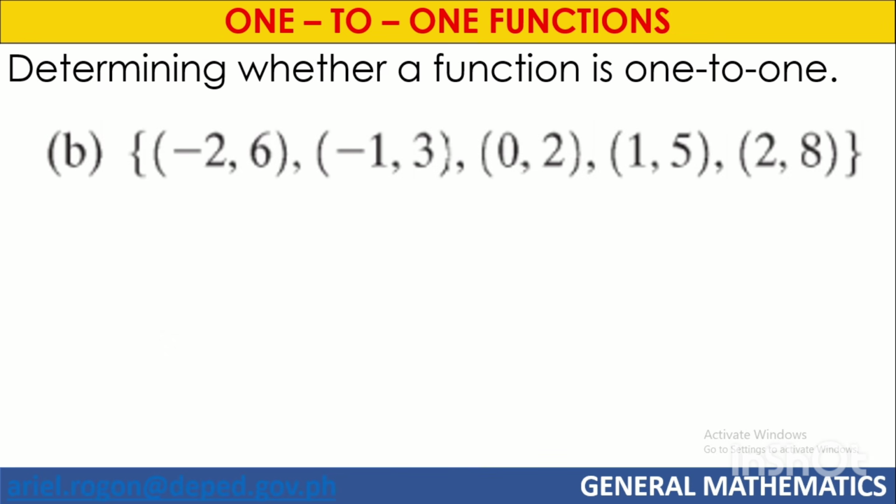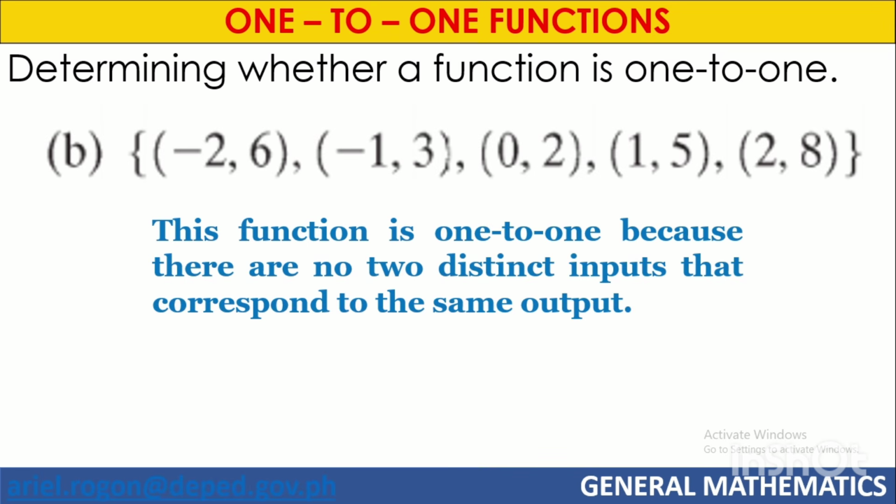Another, so we have a given set of ordered pairs: (-2, 6), (-1, 3), (0, 2), (1, 5), (2, 8). So, one-to-one ba siya or not? This is one-to-one because there are no two distinct inputs that correspond to the same output.